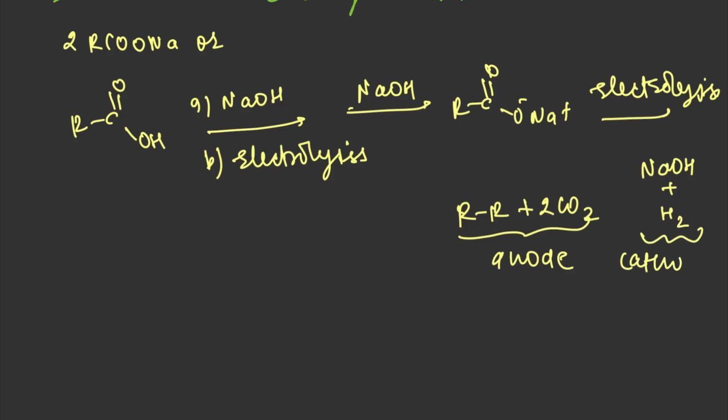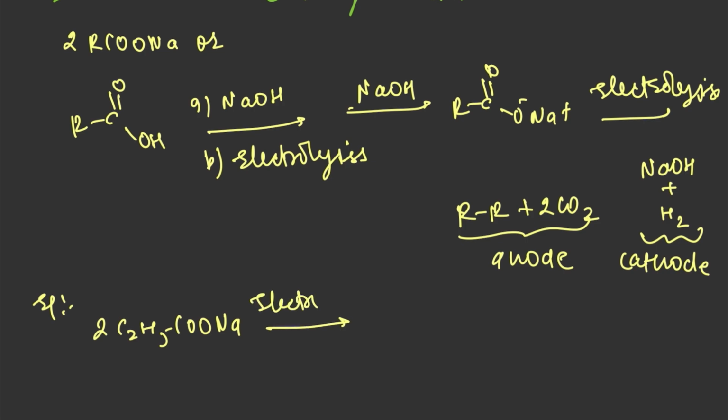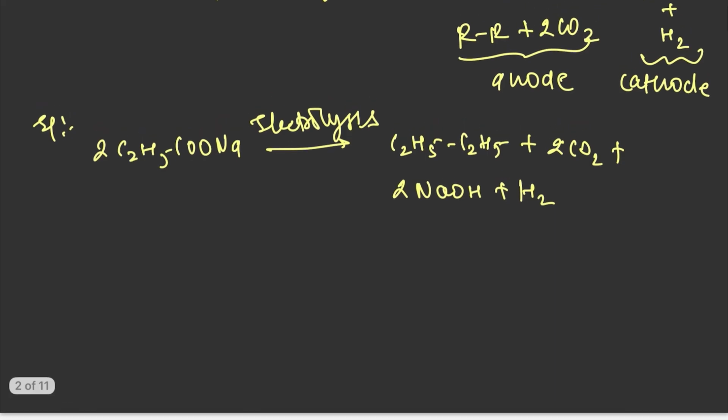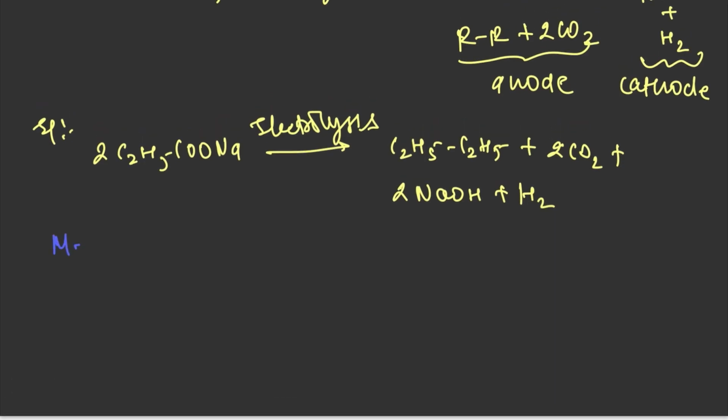Example, we have 2C2H5COONa. If we electrolyze this, it forms C4H10 plus 2CO2 plus 2NaOH plus H2, in which we know what our cathode product is and what our anode product is. What is the mechanism behind it? What mechanism do we follow?